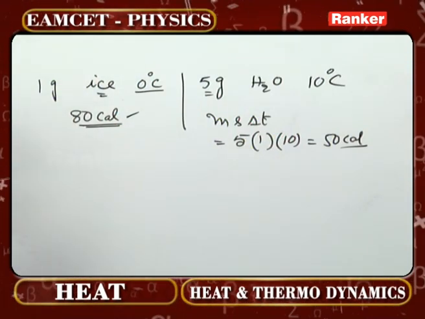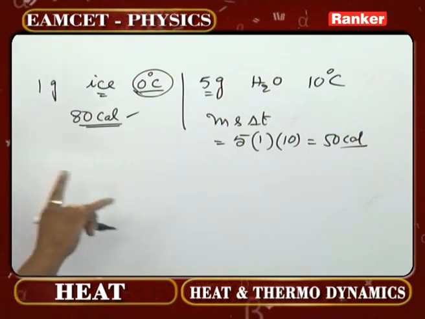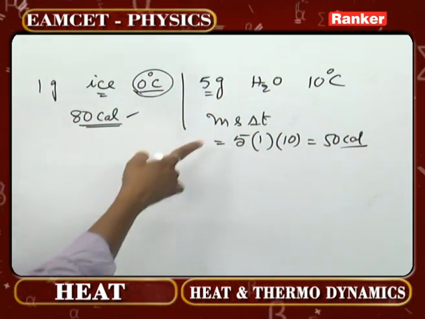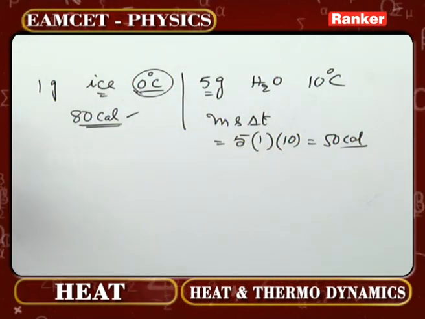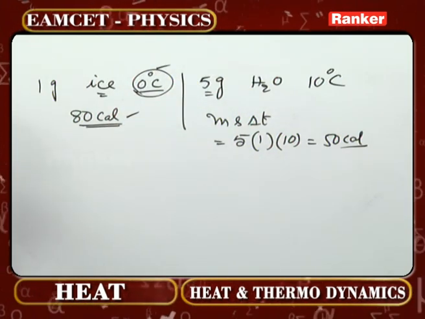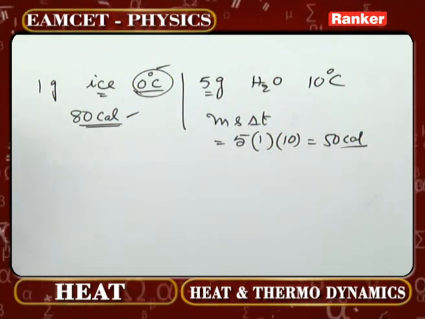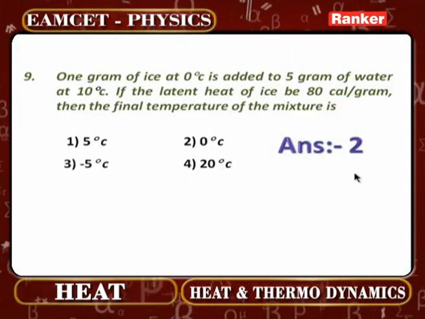That means what is clear here? The temperature of ice will not change unless it gets some energy which is more than 80 calories. But here how much energy is it giving? Only 50. Therefore the temperature will remain the same, means the temperature will be at 0 degrees centigrade only. The second option is going to be the correct option for this.